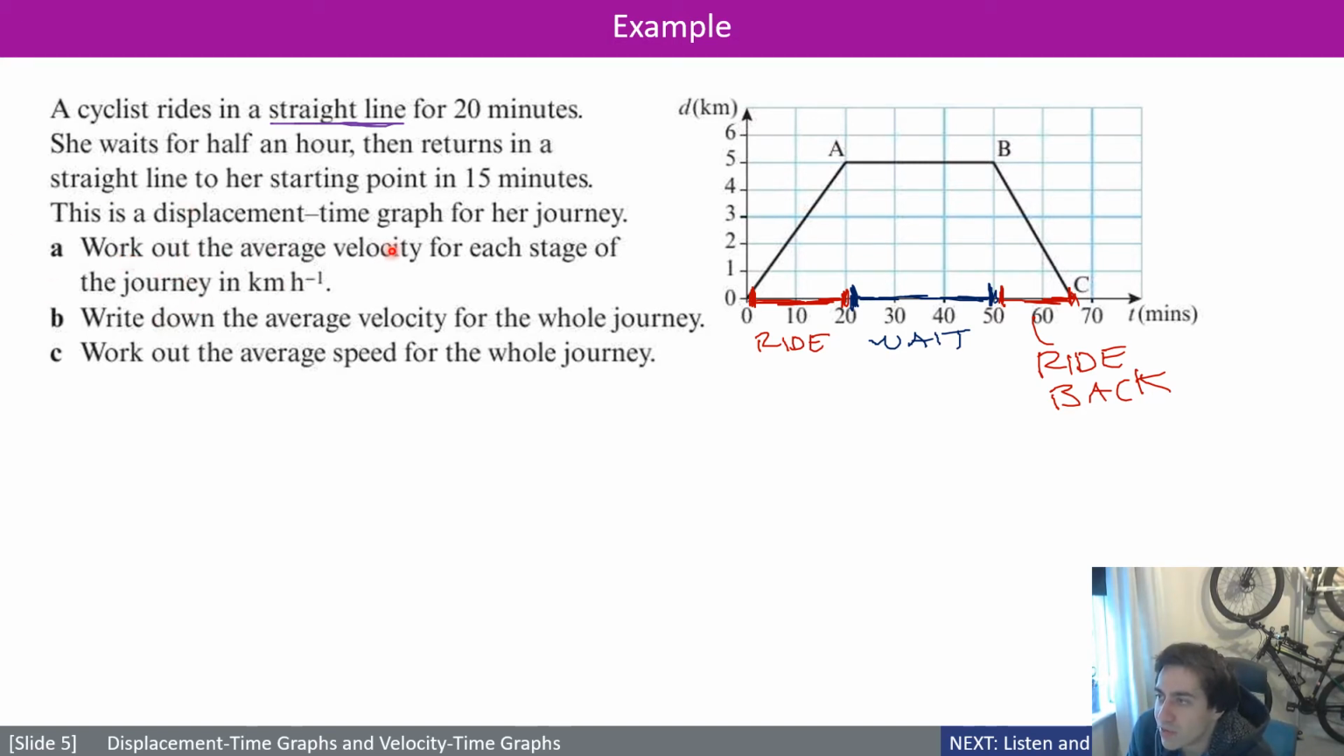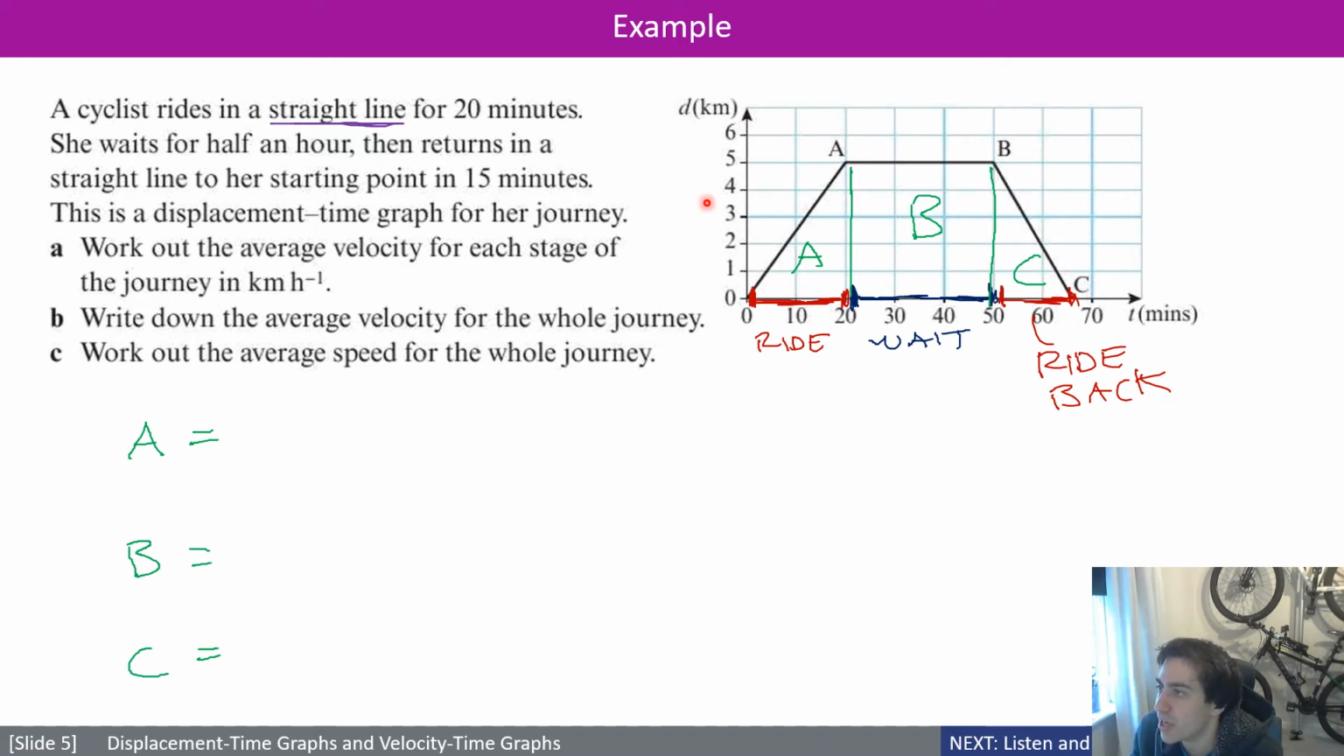Work out the average velocity for each stage of the journey in kilometers per hour. Okay, so first off, let's break it up into the 3 stages. Let's call it stage A, stage B, and stage C. And then let's work out the average velocity for each. I won't write the formula, but I'll state it again. Average velocity is displacement over time taken.